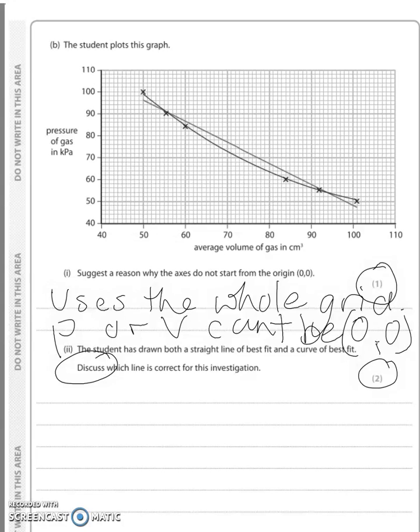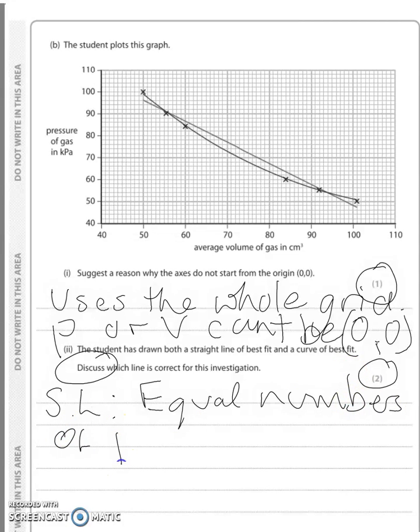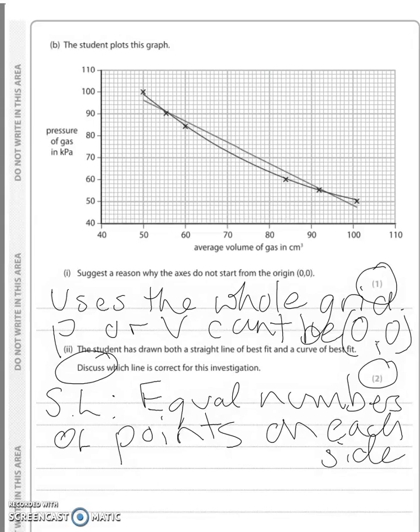Now looking at it, the straight line of best fit is quite good because for the straight line, it has equal numbers of points on each side. So if you're drawing a line of best fit, that's what you're aiming for. So that's a justification for why the straight line of best fit is a good one. But then for the curve line, more of the points, or pretty much all of the points, are on the line, touch the line.